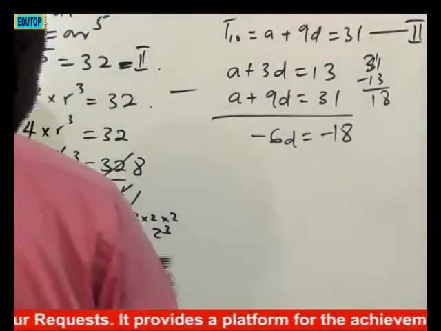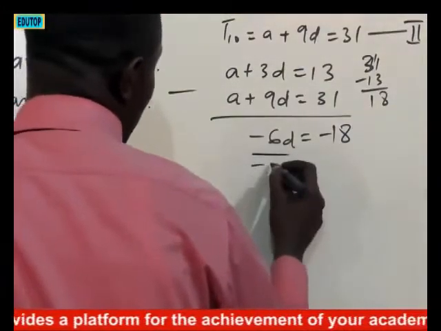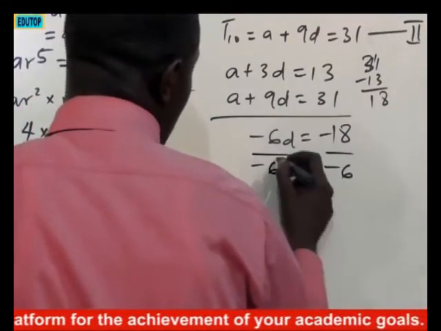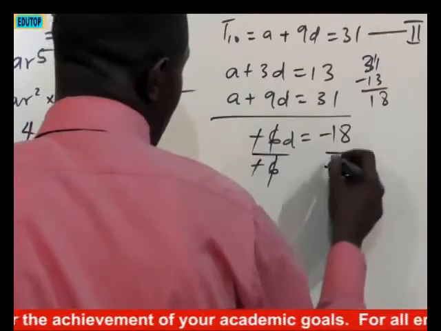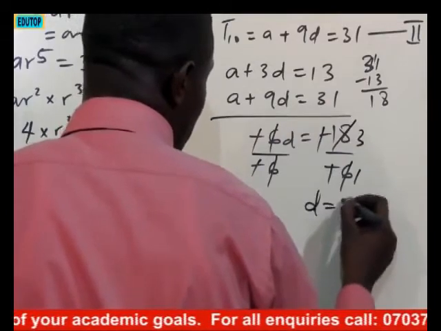In this situation, we are looking for our common difference. So we divide both sides by minus 6. Minus cancels minus, 6 cancels 6, and here 1 and 6 here 3. So I have my common difference to be 3.